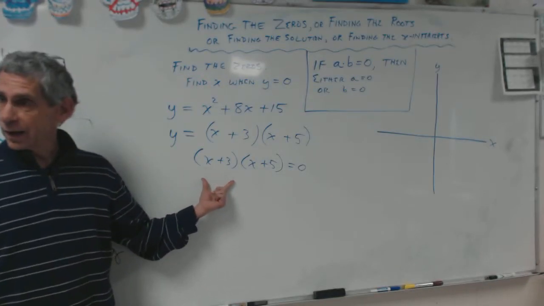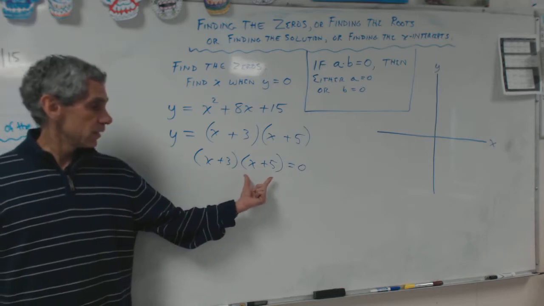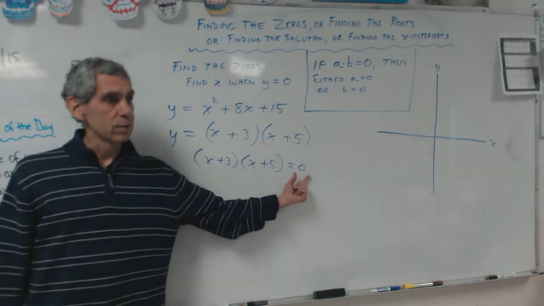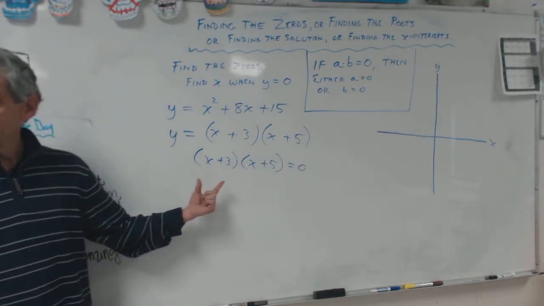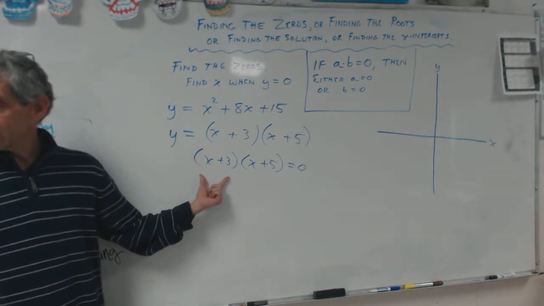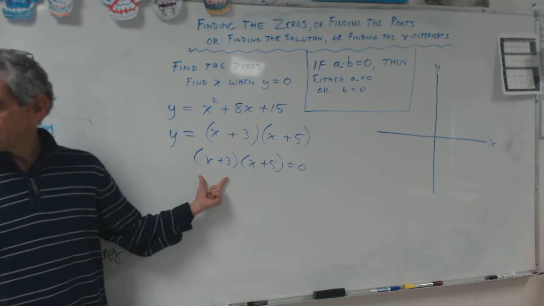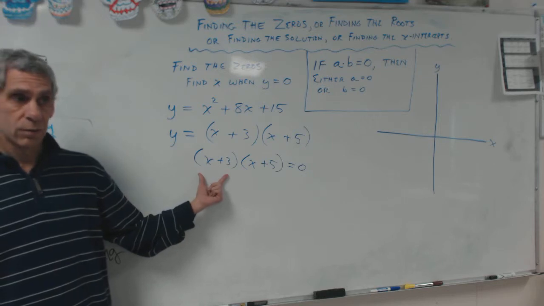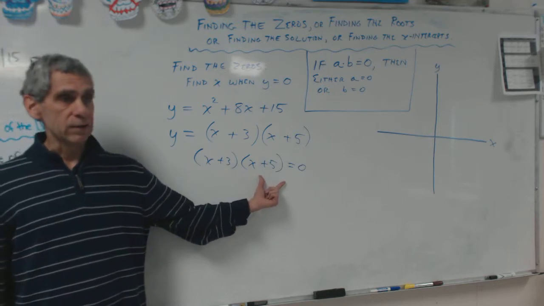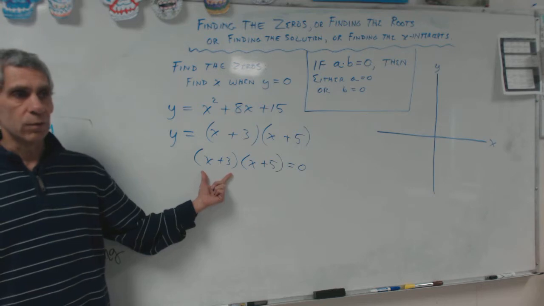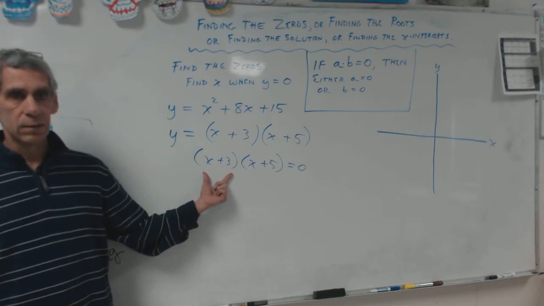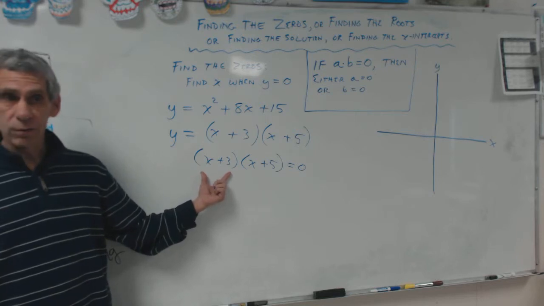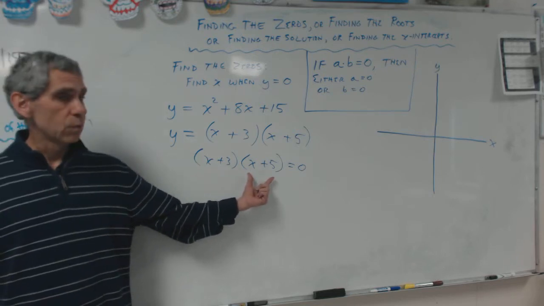This is my A, this is my B. A times B equals 0. So that means that either x plus 3 has to equal 0, do you agree with me? Do you see what I'm saying? Either x plus 3 has to equal 0 or x plus 5 has to equal 0. How would x plus 3 equal 0? What would x have to be? -3. Right. So x could be -3, and then it would equal 0. What would this have to be?